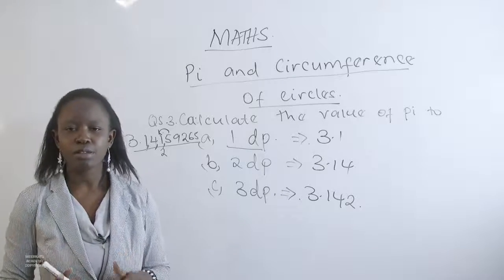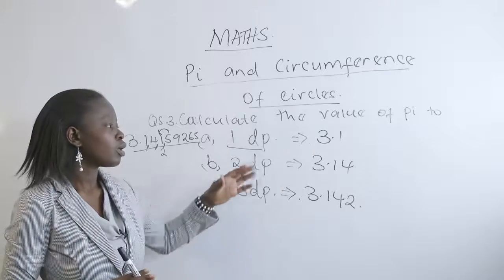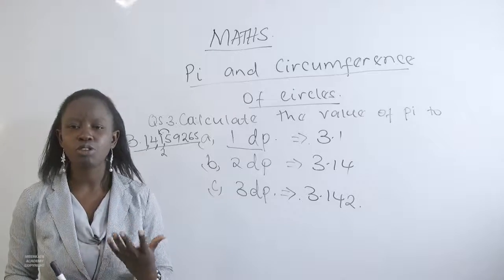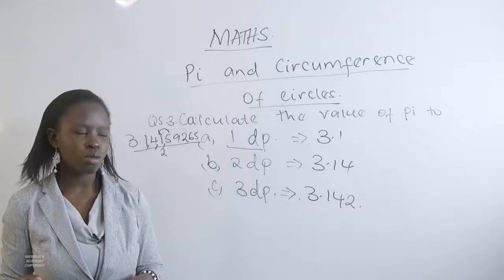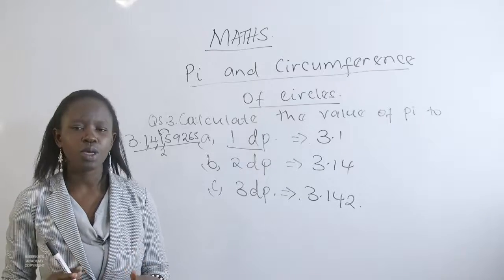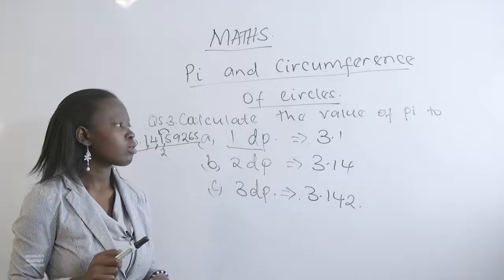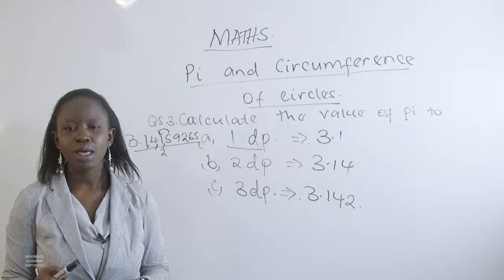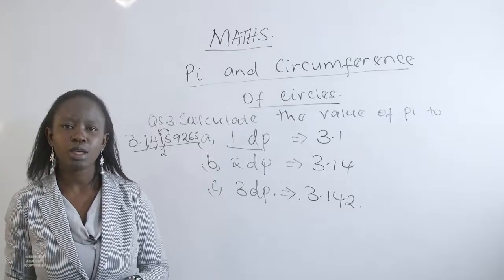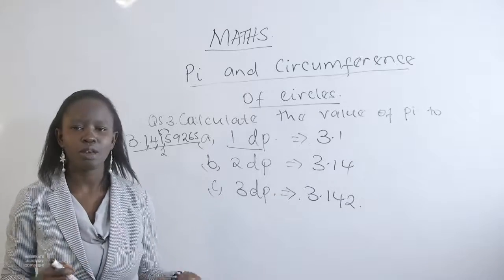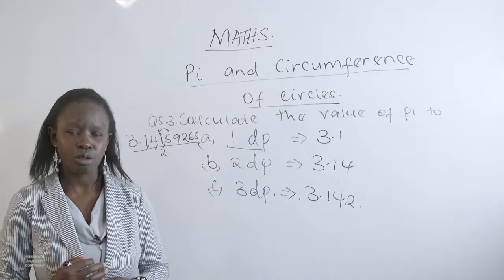Pi is simply a constant. It is a constant value that is an irrational number. So, depending on whatever pi you've been told to use in any given situation, if the question has directed the pi to be used, then ensure that you follow the instruction so that you use the pi according to the question. So pi will be indicated in any given question, or if not indicated, you've been told to use a calculator, so the pi is there on the calculator for our calculations.